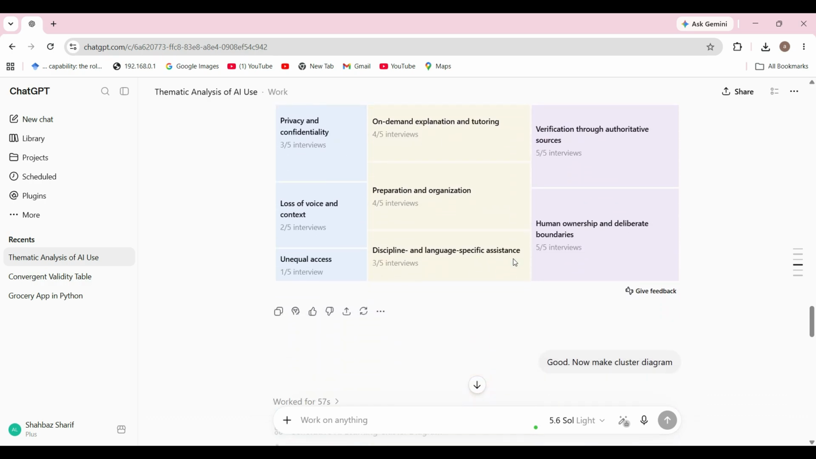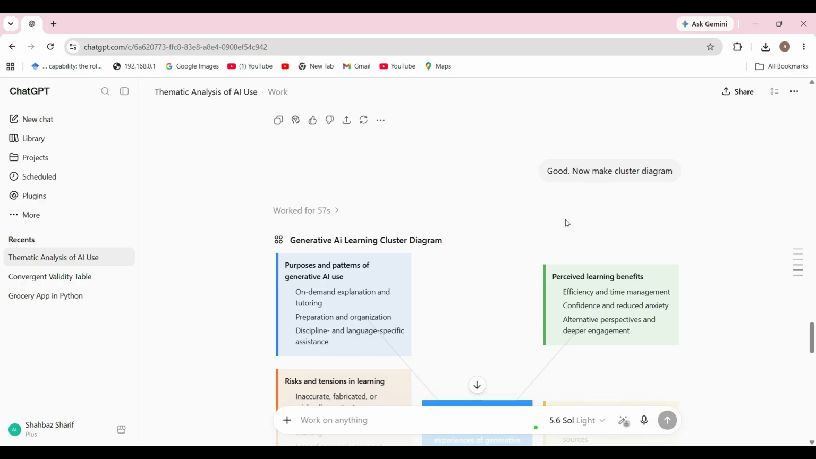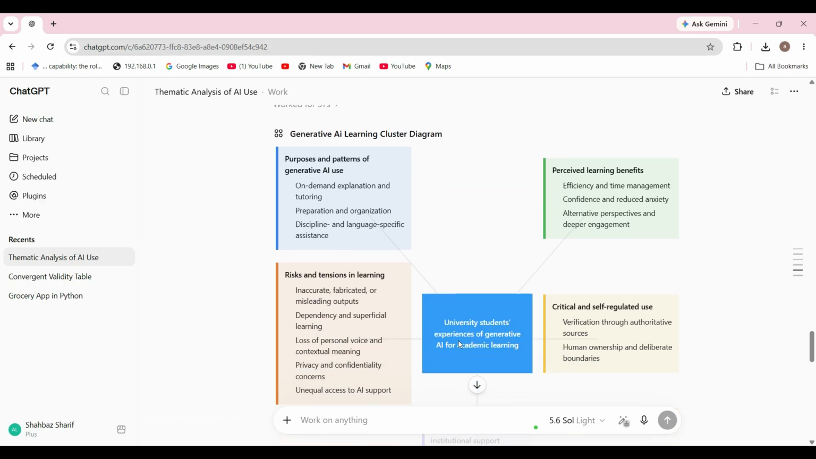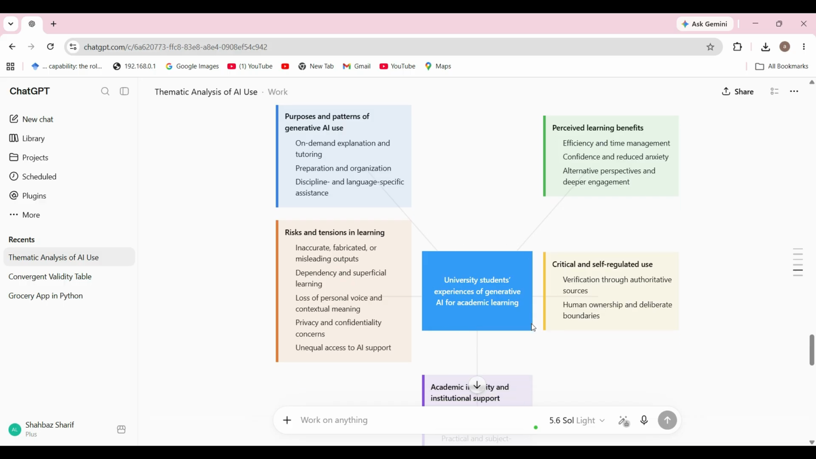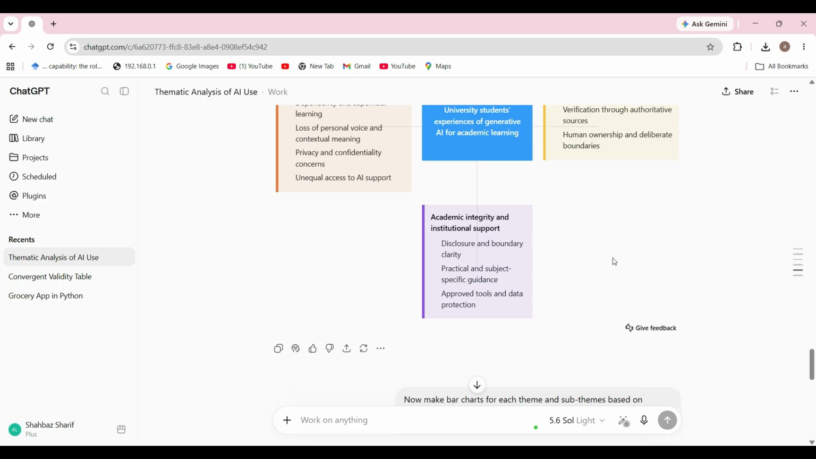After the tree map, I asked ChatGPT to make cluster diagrams. ChatGPT successfully made this cluster diagram as per the main themes, and under each main theme there are sub-themes. This is the central question: university students' experiences of generative AI for academic learning. These are the 5 main themes, and under each you can see the sub-themes. So this is a cluster diagram. You can copy all images from here into a document where you can write and interpret the findings.